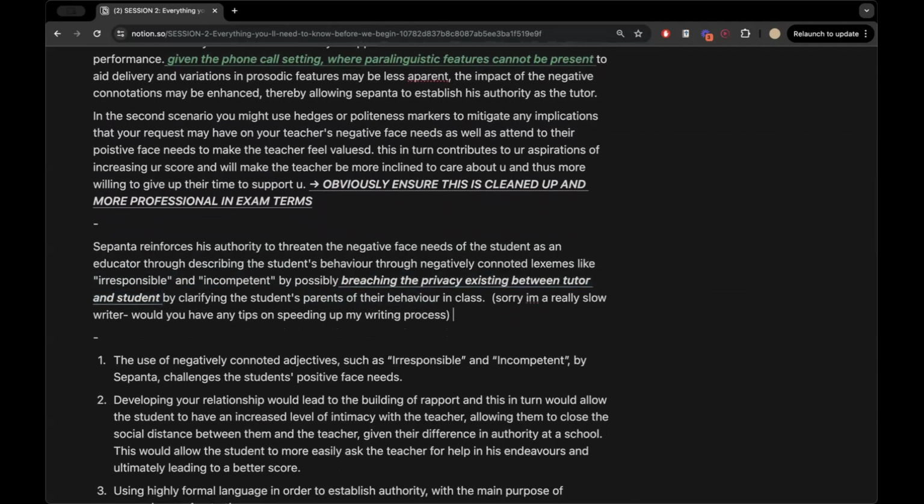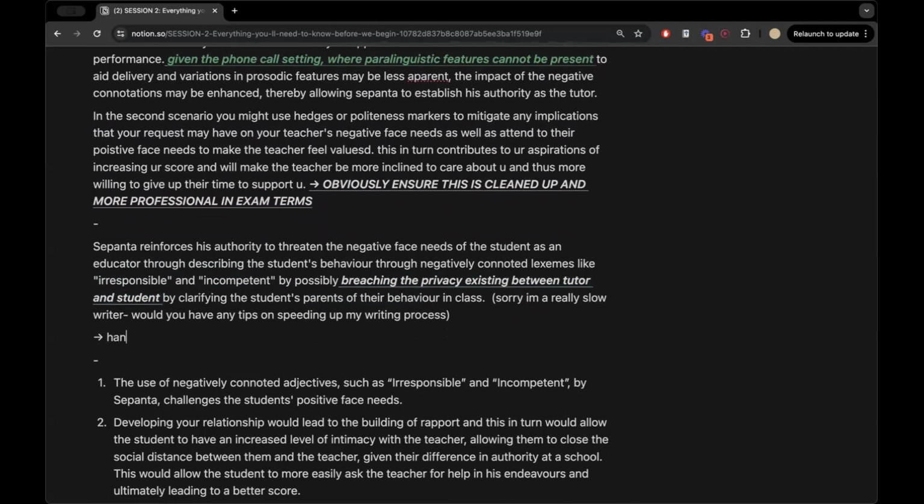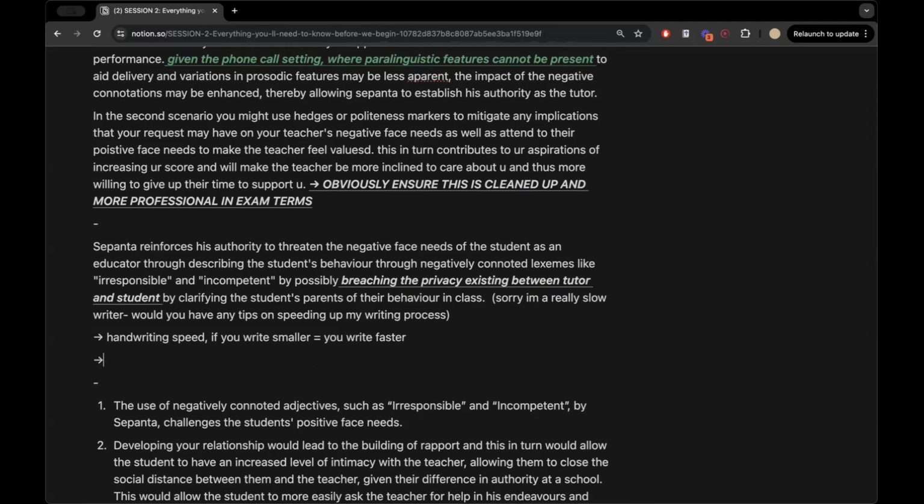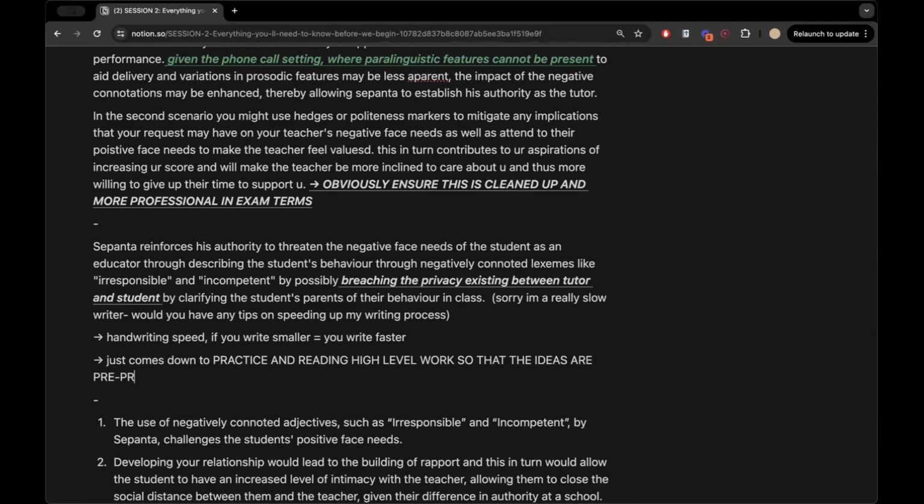If you want to speed up your writing process, especially because you were typing, so I wonder what your handwriting speed is like, right? So once again, when it comes to handwriting speed, write smaller. Write smaller equals write faster, right? If you write smaller, you write faster. I'd recommend that. Other than that, it really just comes down to practice and reading high level work so that the ideas are pre-prepared in your mind from your practice, right?